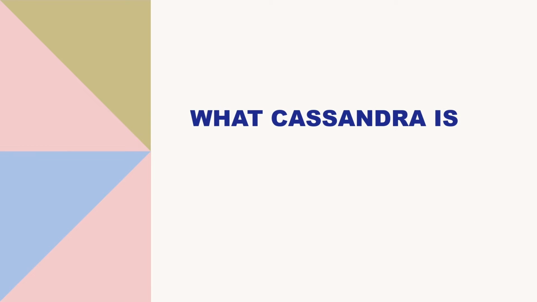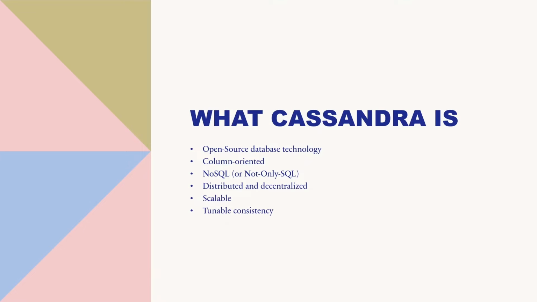When we talk about Cassandra, we are essentially talking about an open source database technology. However, there are many things that make Cassandra great. Cassandra is an open source, NoSQL, or not only SQL, database. It is distributed, decentralized, scalable, has tunable consistency, and is highly fault tolerant. Before we dive into each of these things, let's talk about the history of Cassandra.